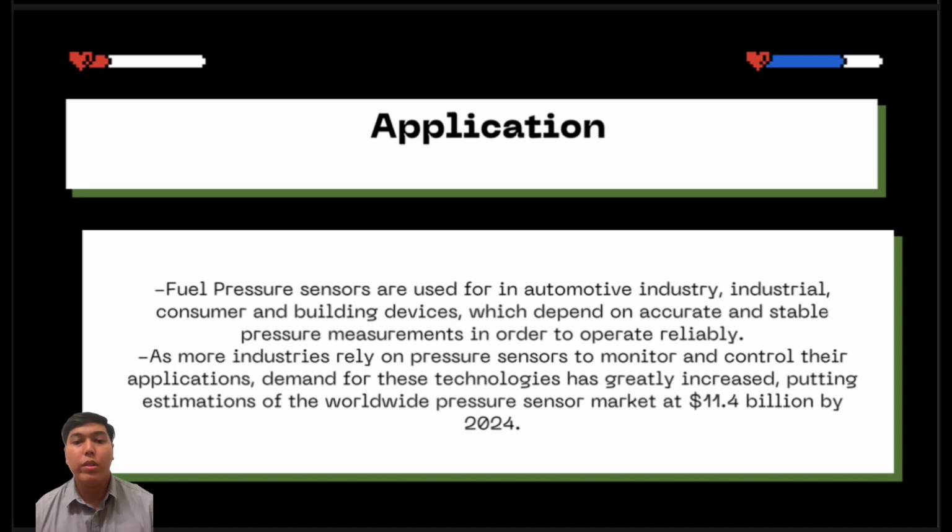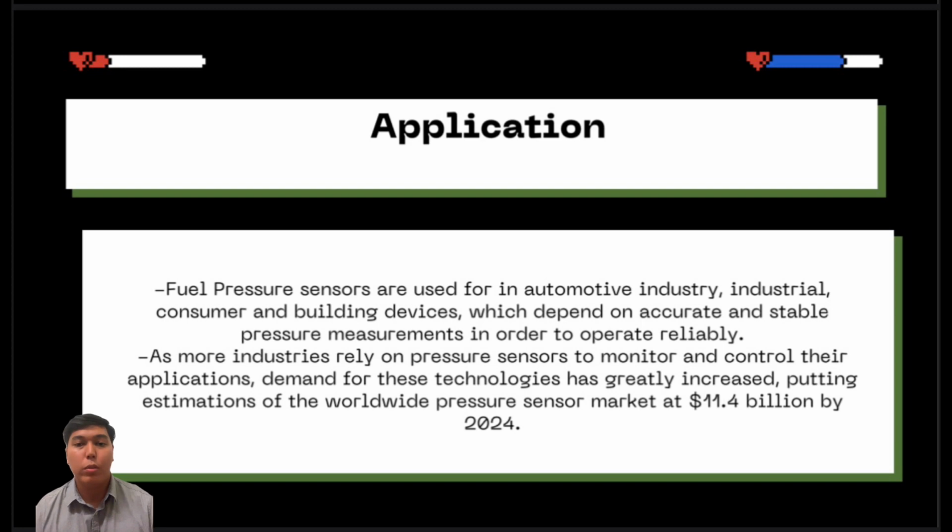Today I want to present about application of fuel pressure sensor and working and measuring of the fuel pressure sensor. Okay, I will start with the first point. Fuel pressure sensors are used in automotive industry, industrial, consumer and building devices, which depend on accurate and stable pressure measurement in order to operate reliably.